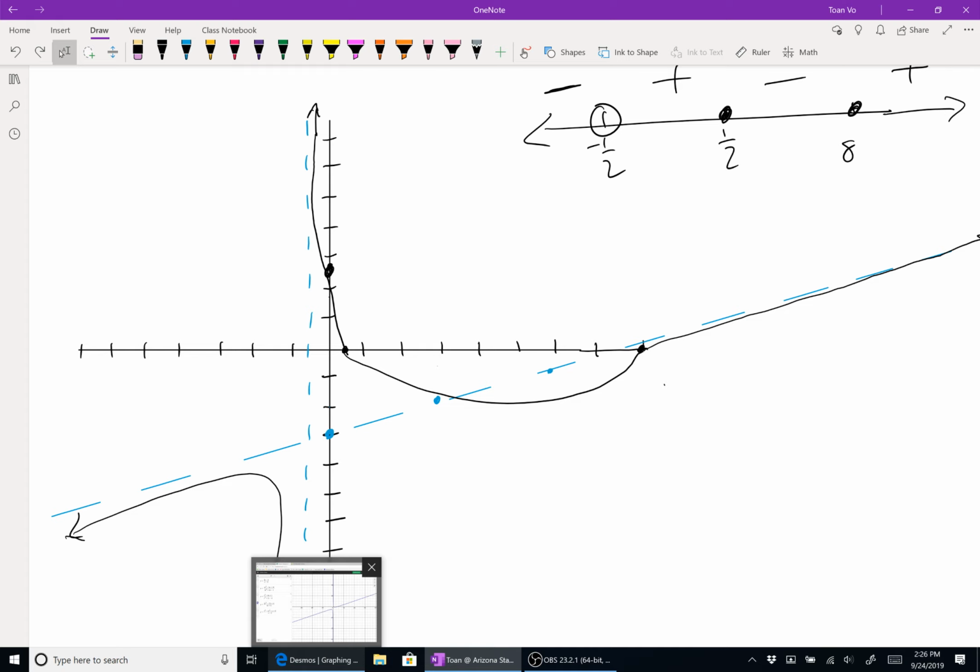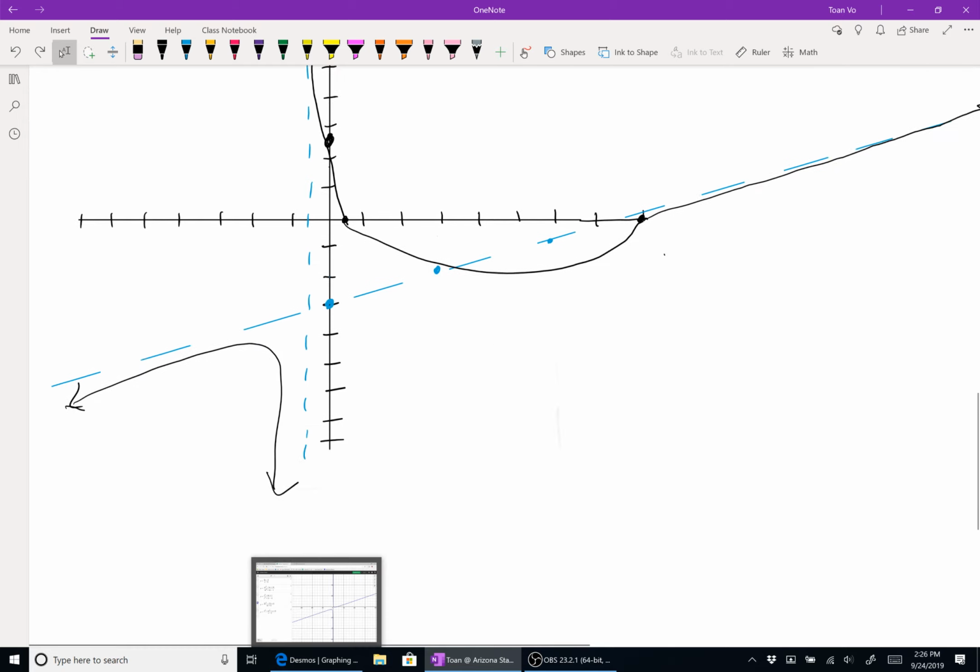Okie dokie? So pretty easy concept. Same thing as yesterday. I'm adding just an extra layer. If the degree is bigger on top versus the bottom, you're going to have to divide and get a slant asymptote. Alrighty? All right. Let's take a look at the second case.